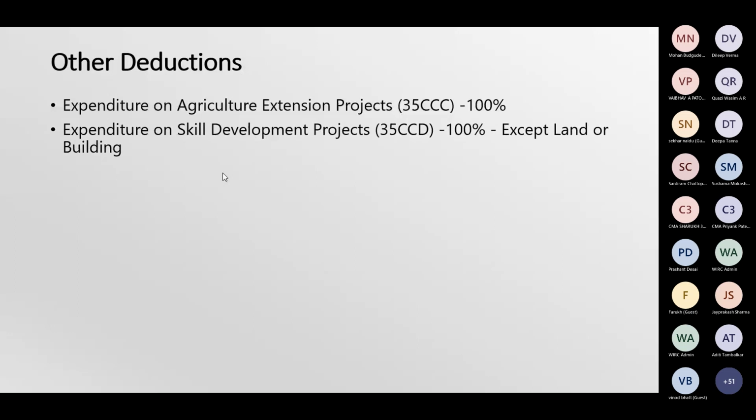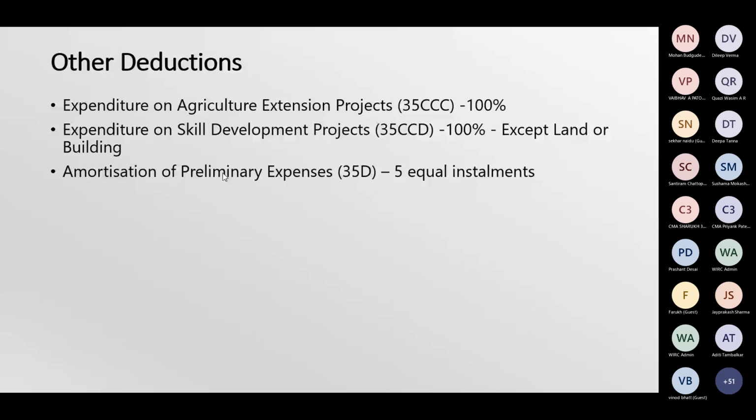As you are aware, skill development is again one of the agendas of the current government, and that is why if you incur any expenditure on skill development projects, 100% is allowed except land and building. Again, I'll make this point very clear, and maybe at the cost of repetition, I will tell you that this requires proper accounting, right? Unless there is proper accounting, these expenses won't be tracked properly.